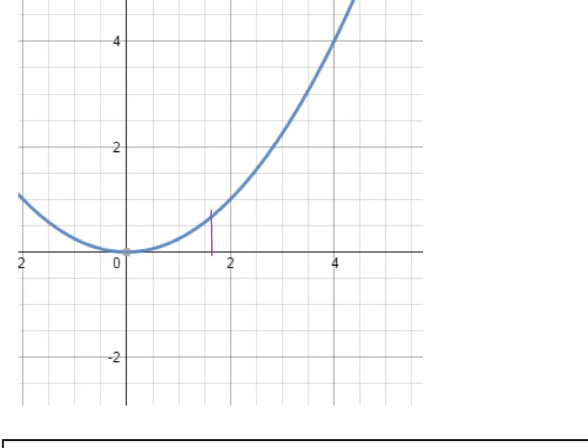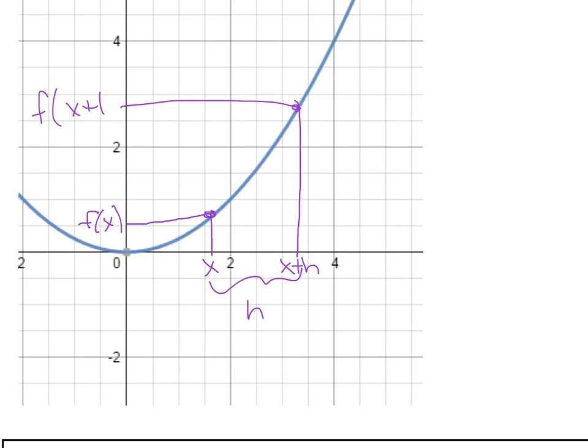Say, for example, I have this point x. It would have the corresponding y value, f of x. And then say I have this point right here, and I'm going to call the distance between my 2 points h. So if I'm at x and I move over by h, my x value would be x plus h, and my y value would be f of x plus h. And as we already saw, the slope of this secant line represents our average rate of change between those 2 points.